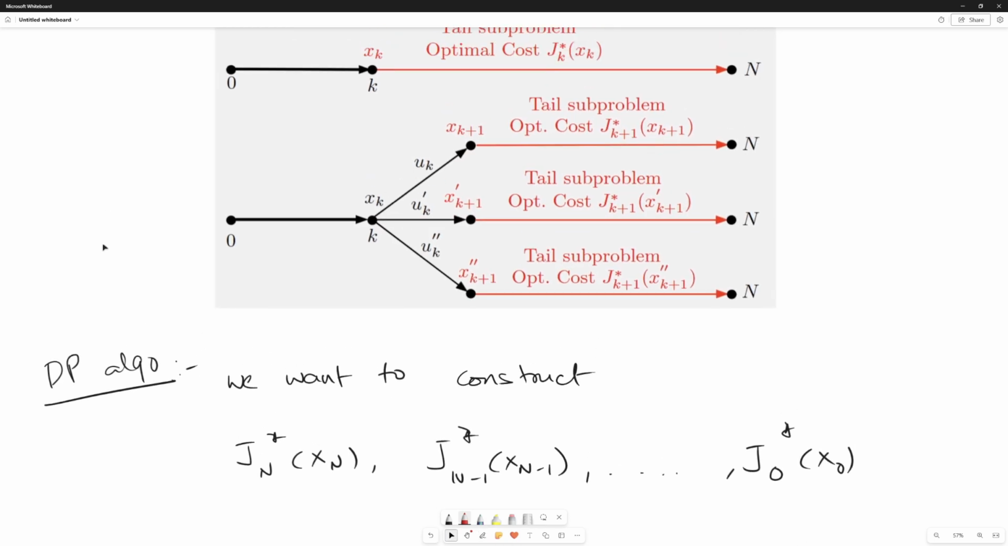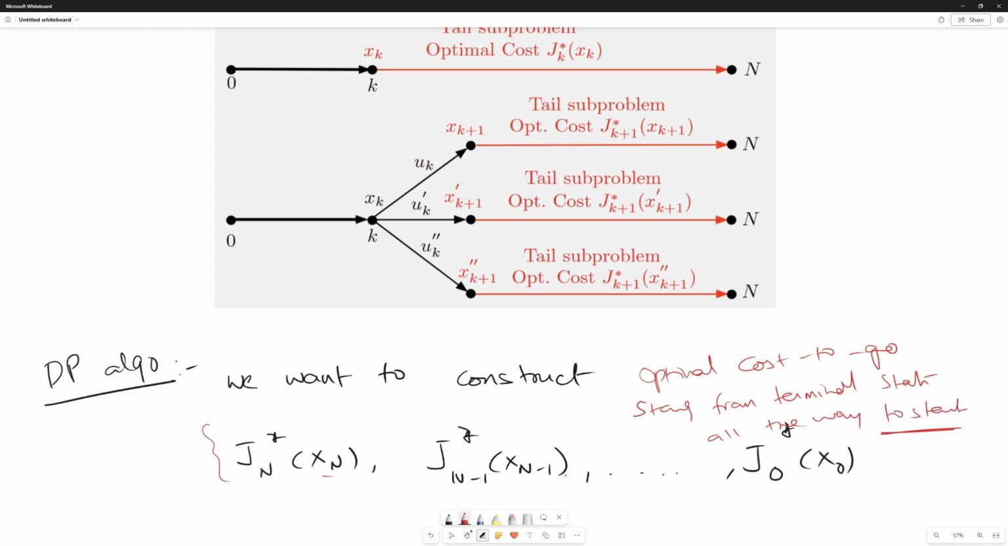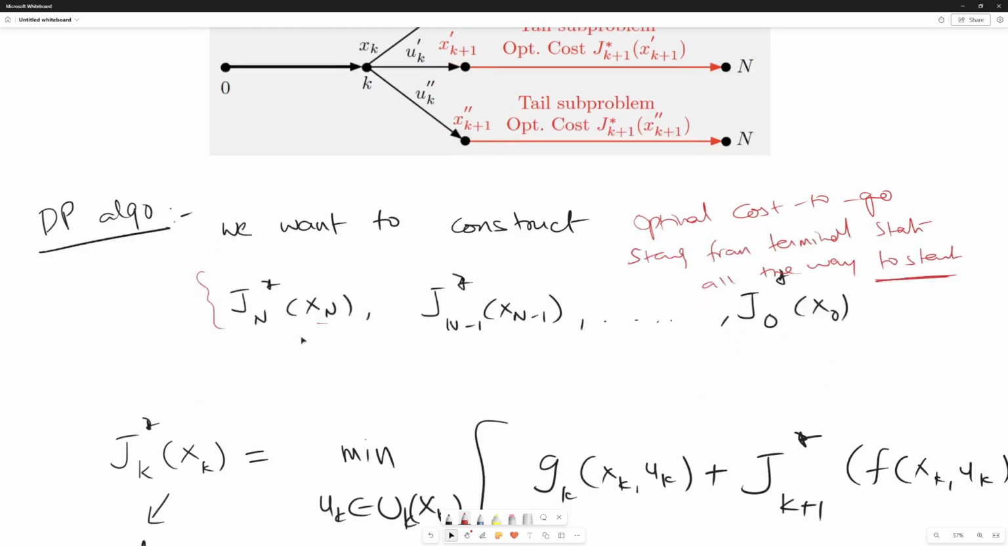What we want to do is construct this set of functions, jn star of xn, jn minus 1 star of xn minus 1, and so on and so forth. So basically the algorithm involves the following: we want to construct the optimal cost to go, starting from the terminal state all the way to the start, right? So let's look at this in more detail.